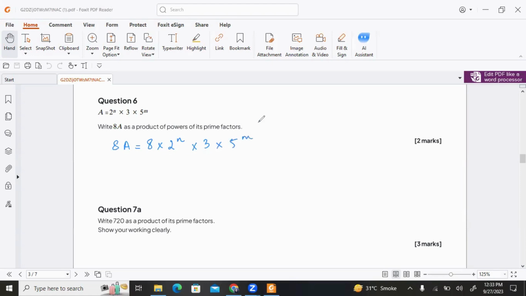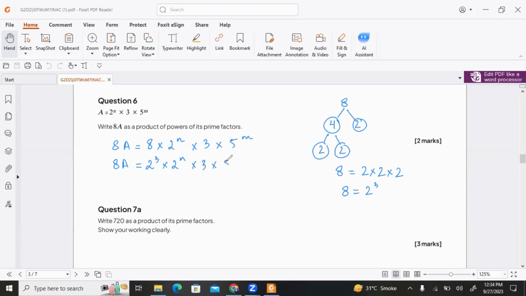Now we know 8 is not a prime number. So let's break 8 down. 8 is 4 times 2, and 4 is 2 times 2, which means 8 can be rewritten as 2 times 2 times 2, which is 2 cubed. So what we're going to do is replace the 8 with 2 cubed. Everything else remains as it is so far.